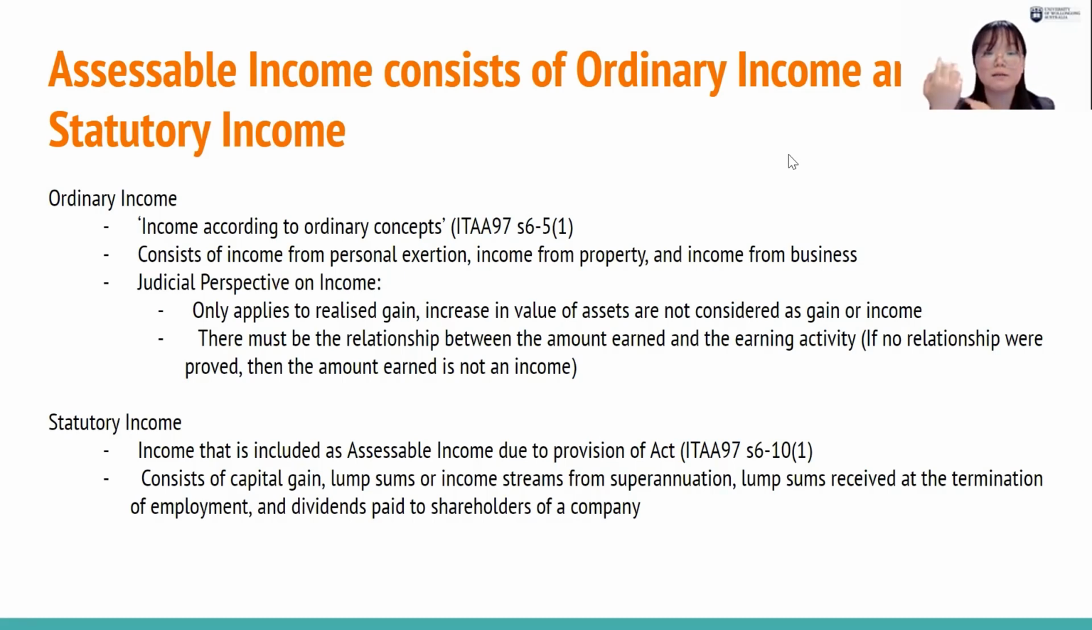Ordinary income is defined as income according to ordinary concepts. For example, income gained from personal exertions, income gained from property, and income gained from business are all considered ordinary income. From the judicial perspective, the term income can only be applied to realized gain, which means a mere increase in asset value will not be viewed as income. Furthermore, there must be a clear relationship between the income earned and the earning activity, because the gain would not be recognized as income if the relationship is not clear.